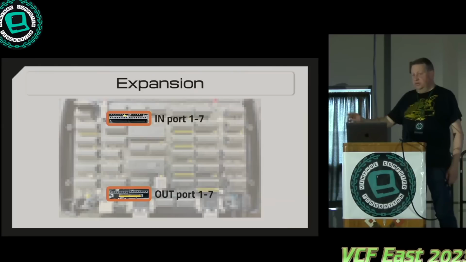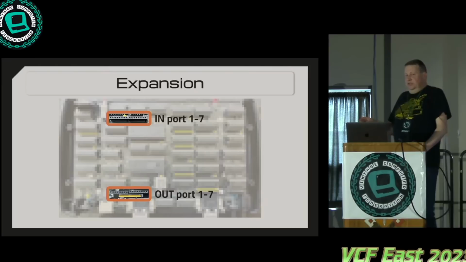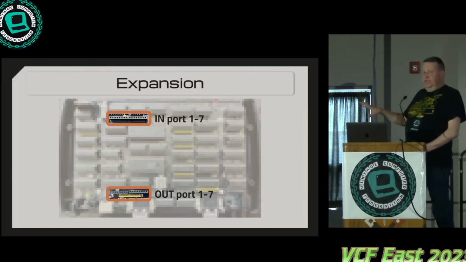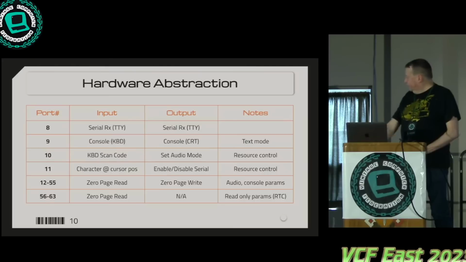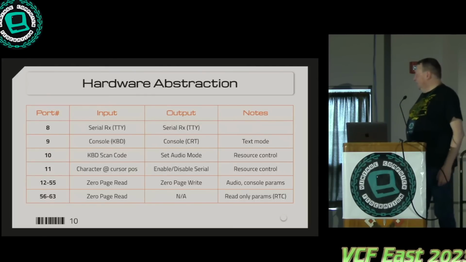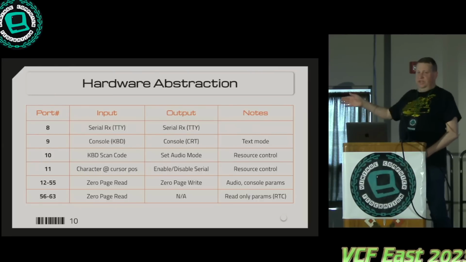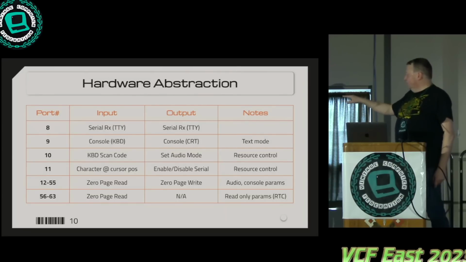There's also an expansion port. So there's basically another 8 possible registers you can use. And they're actually mapped to the 8080 as ports 1 through 7. So port 0 is kind of reserved. And this is how the hardware abstraction happens. So basically, the 8080 has essentially a separate address space. There's 256 ports. So those first 8 are reserved for this expansion board. So port 8 is the serial receive and transmit.